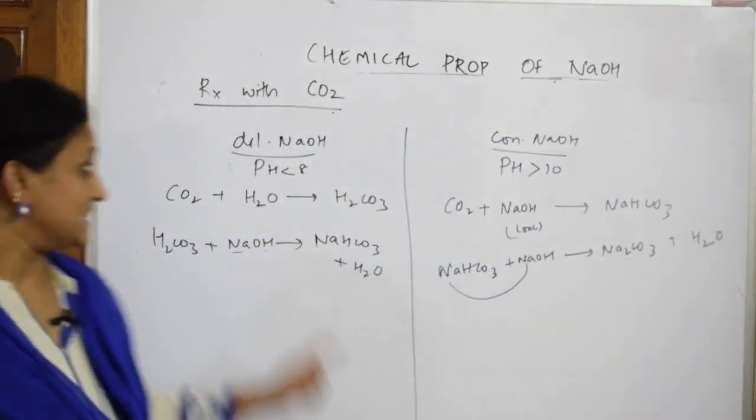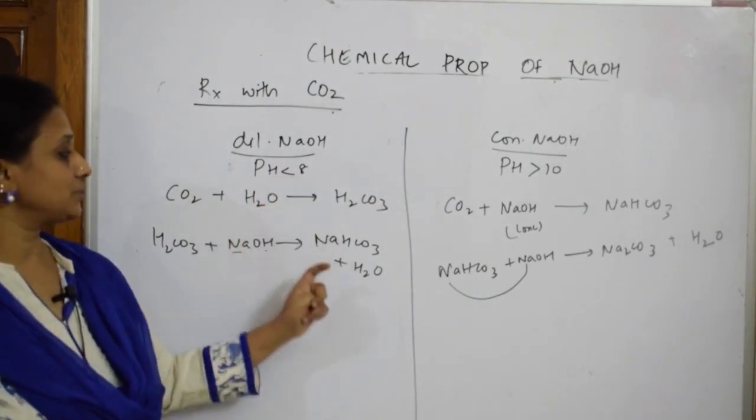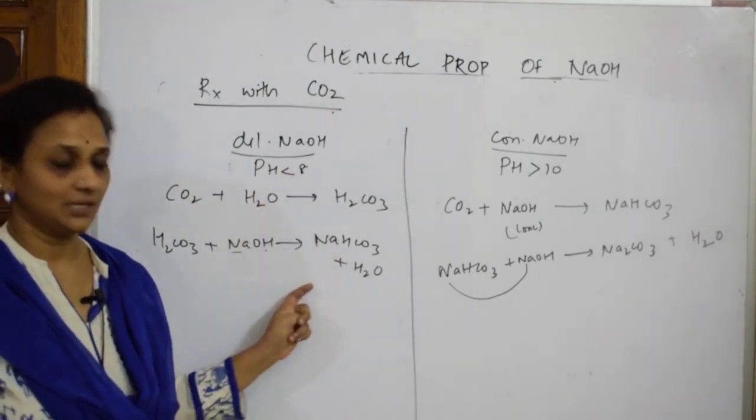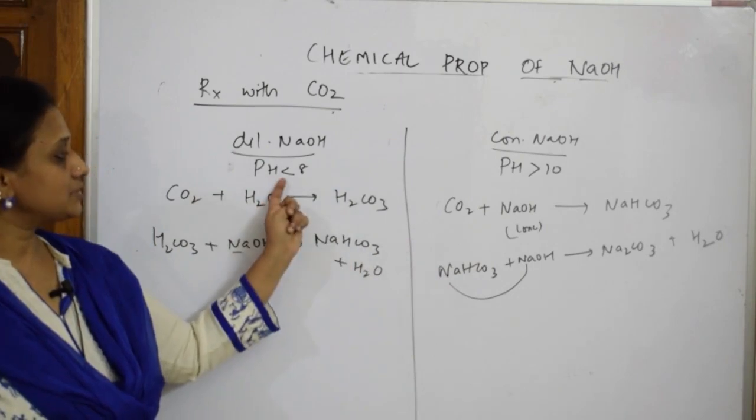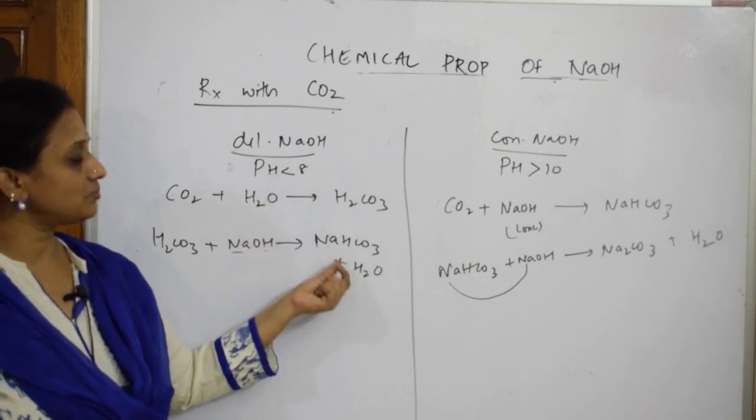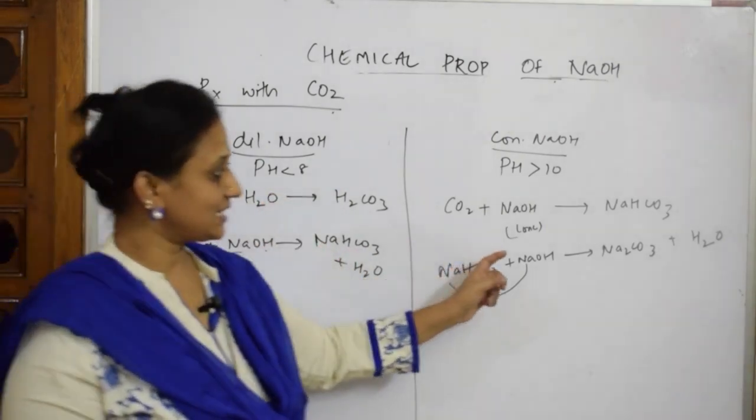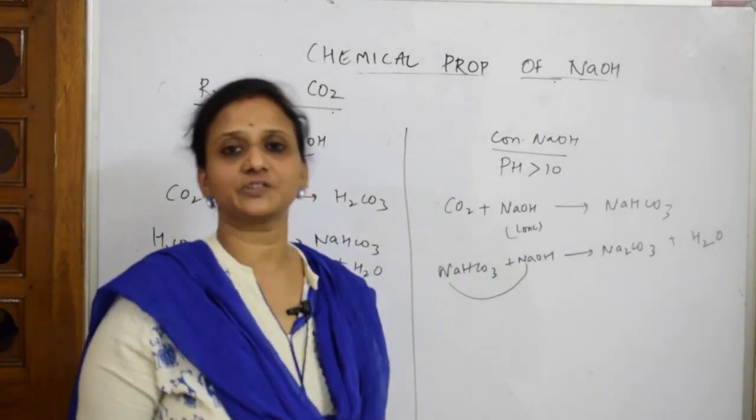If it is a dilute solution, the product formation is two-step. This is also two-step, but in the first one, sodium bicarbonate is formed in the second step. In the second case, sodium bicarbonate is formed in the first step only.